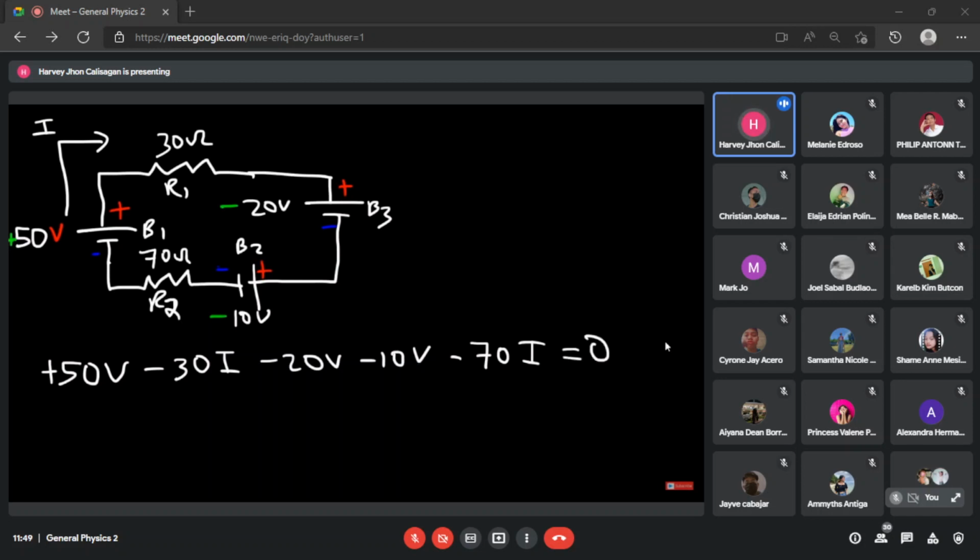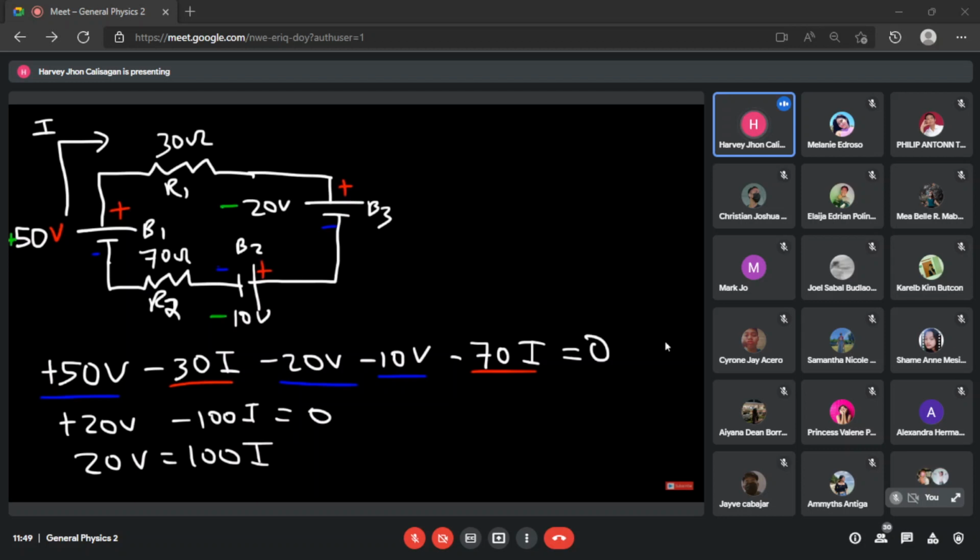So now let's combine like terms. We have 50 minus 20 minus 10. So that's equal to positive 20. And then we have negative 30 minus 70. So that's going to be negative 100. Now let's move this to that side. And so 20 V is equal to 100 times I. So the current is now 20 divided by 100. And so in this example, we have a current of 0.2 amps.